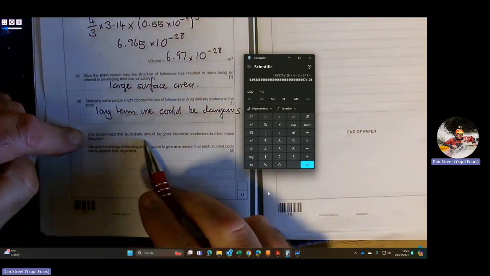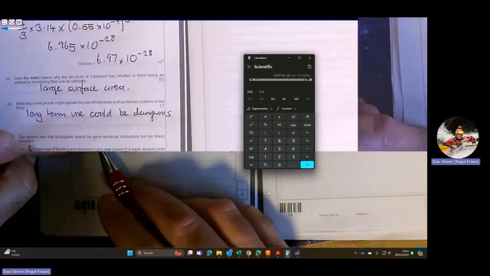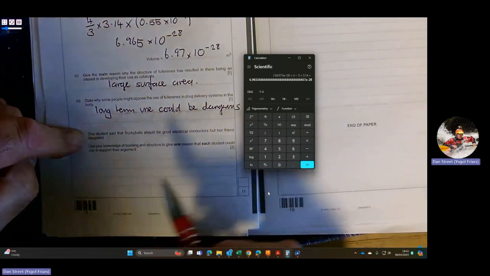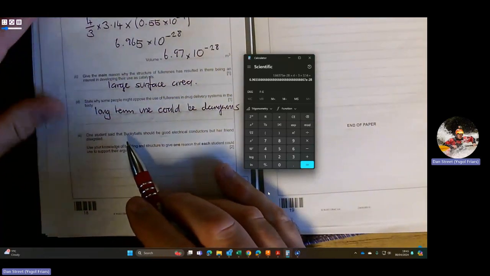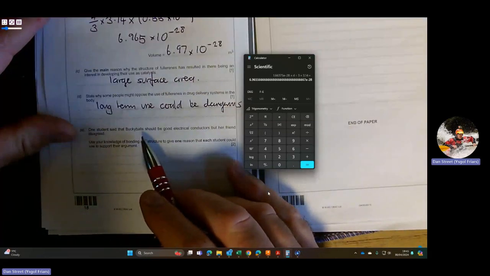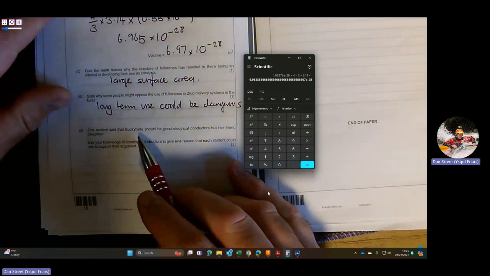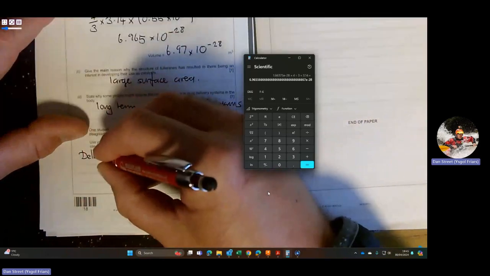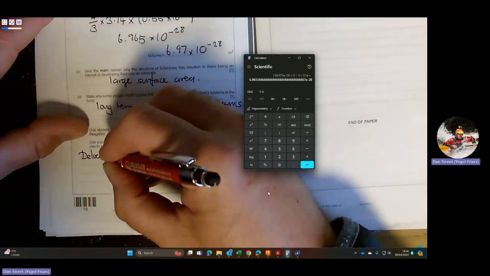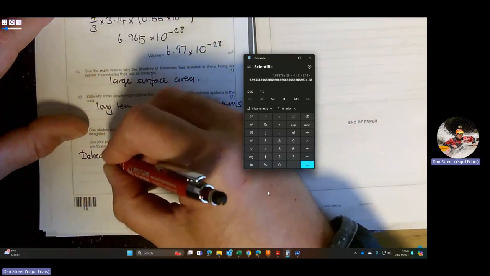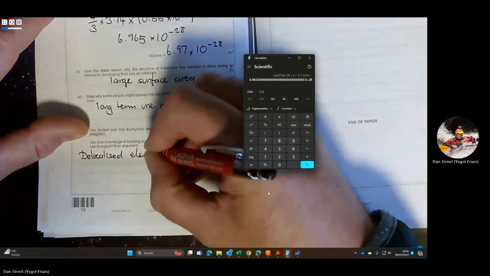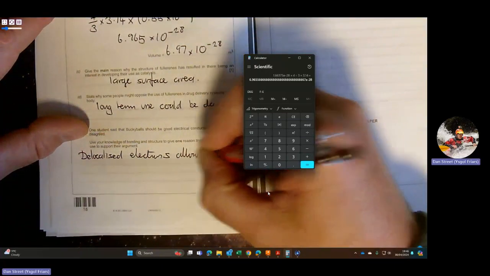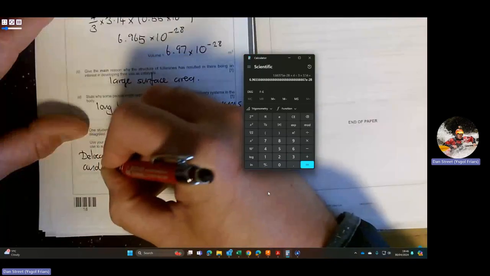One student said that buckyballs should be good electrical conductors, but her friend disagreed. Use your knowledge of bonding and structure to give one reason that each student could use to support their argument. Okay, so we've established earlier that they've only got 3 bonds. Each carbon only has 3 bonds, which means that there will be delocalized electrons in their structure. So delocalized electrons in graphite do allow graphite to conduct electricity. So delocalized electrons allow, that would be a reasonable assumption that they can conduct.